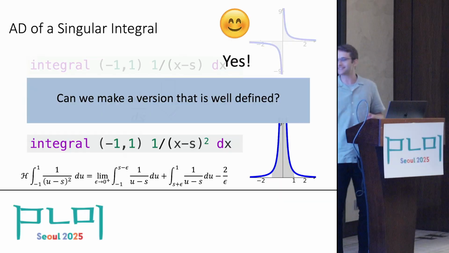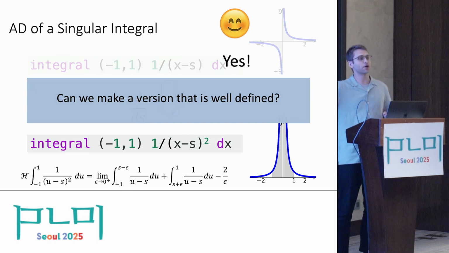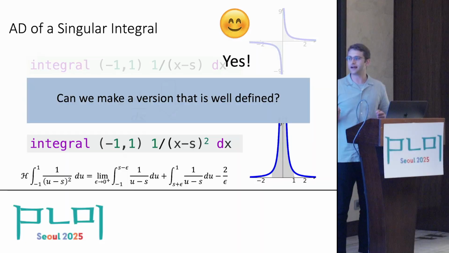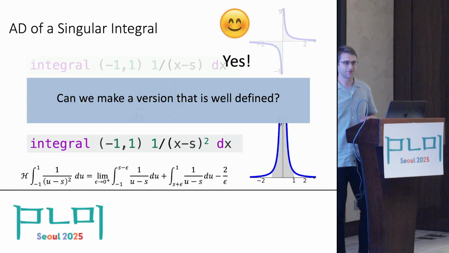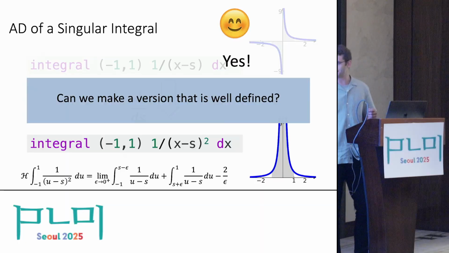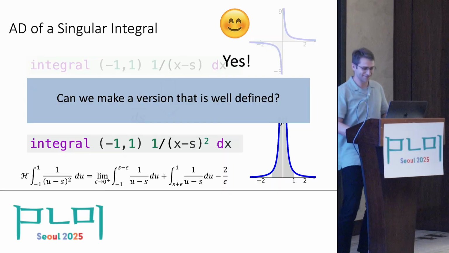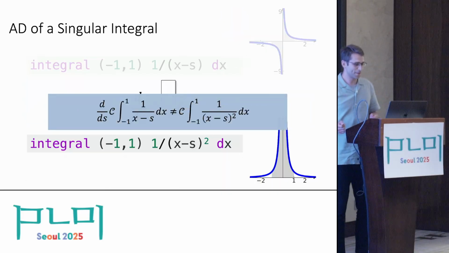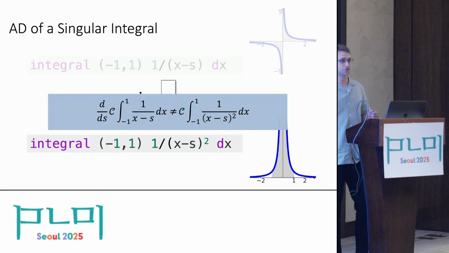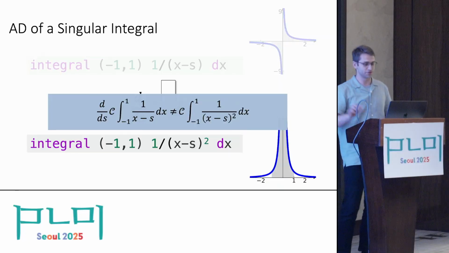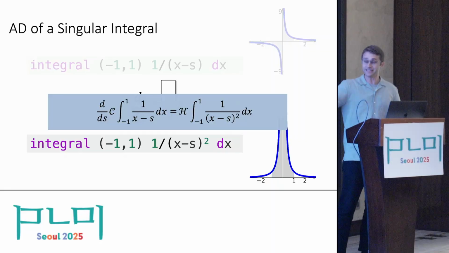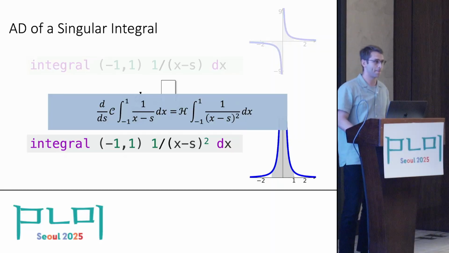So instead, we're going to define something called the Hadamard finite part integral. And it's defined with limits sort of like the Cauchy principal value integral, except you have this lovely thing where you subtract this like 2 over epsilon term, which is sort of like getting rid of the infinity. You just kind of take only the finite part, get rid of the infinite part. OK, so one thing to note here is that the derivative of the Cauchy principal value integral is not equal to the Cauchy principal value integral of the derivative. But it is equal to the Hadamard finite part integral.